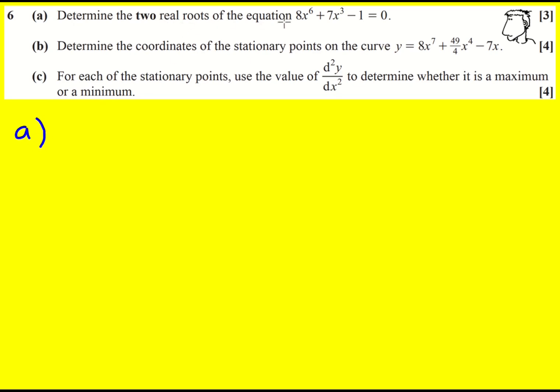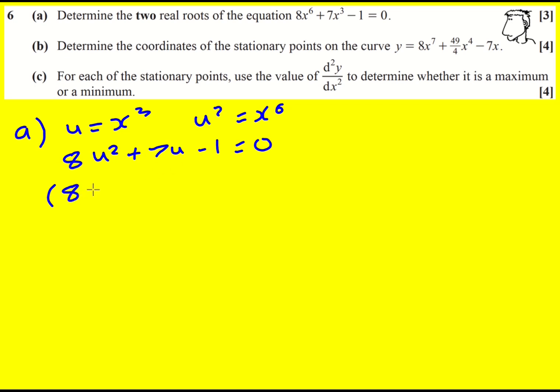So I'm finding the two real roots of this equation, just the normal roots that we'd expect to get. This is a hidden quadratic. I'm going to let u equal x cubed, so u squared is x to the 6. Then I get 8u squared plus 7u minus 1 equals 0. Of course, you could factorize it in terms of x cubed if you prefer. Sometimes I do that.